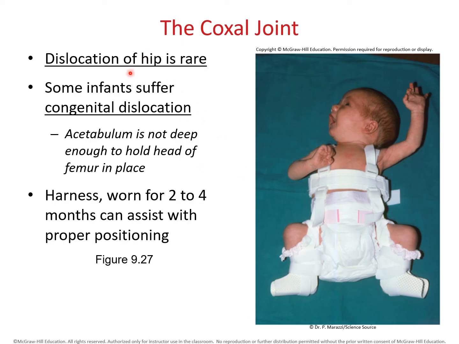Remember, dislocation at the hip joint really is rare. Where you would most likely see this would be, like I said, in an elderly person. You may see this just because there is some wearing away of the fibrocartilage that makes up the acetabular labrum. That's one reason. Also, elderly people are more prone to falls, so that could be a reason.